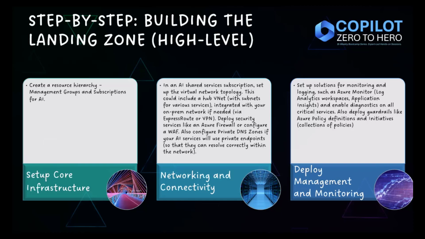The next thing you want to look at is networking and connectivity. In an AI shared services subscription, you set up the virtual network topologies, your VNets, which include a hub VNet and the subnets for the various services. So making sure that networking and connectivity is set up. And for those of us on the call, this might not be what we set up, but we might have infrastructure teams that set these things up. So it is important to at least know, when they do talk of this, what process they went through to get to where they are.